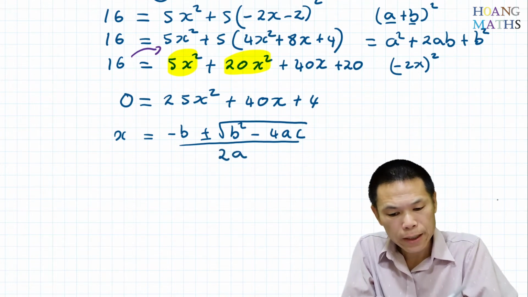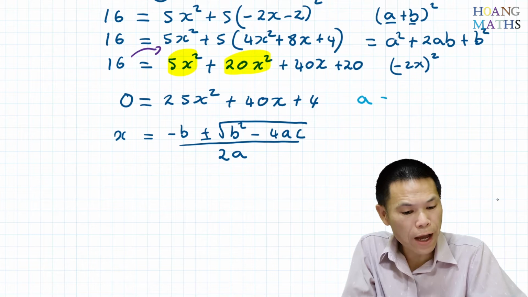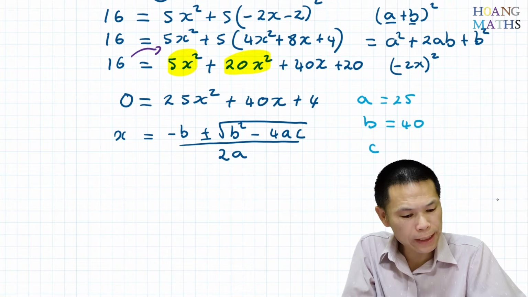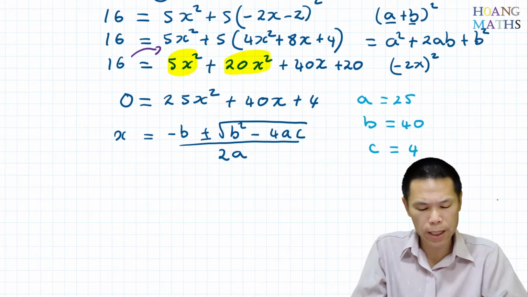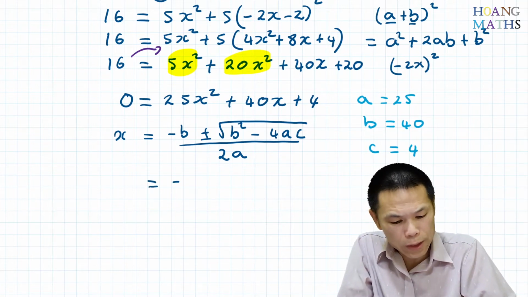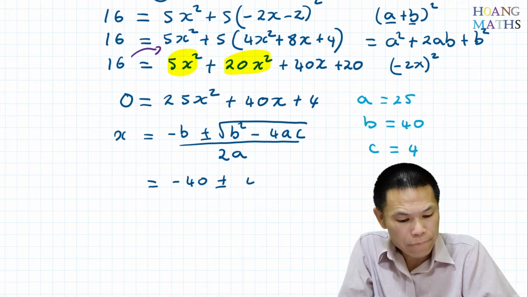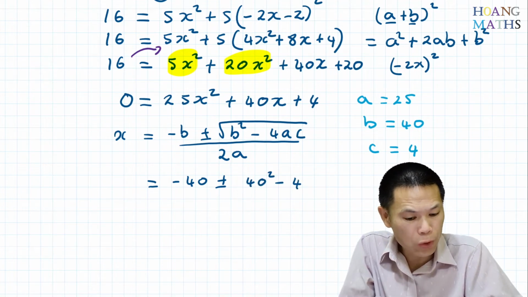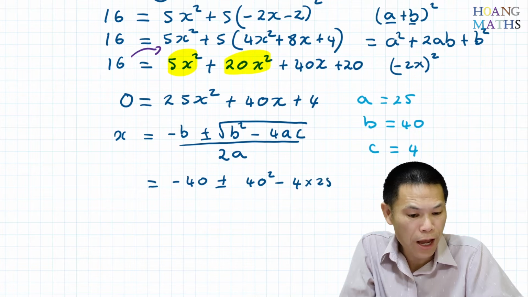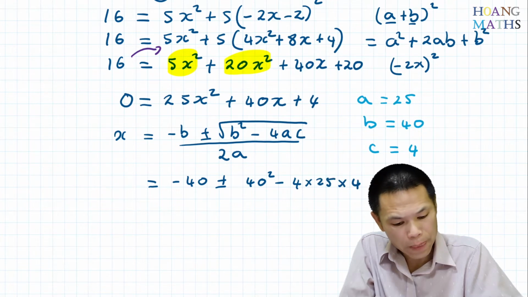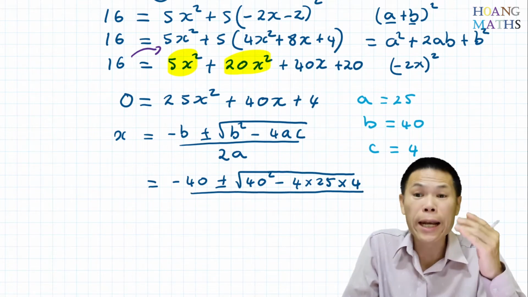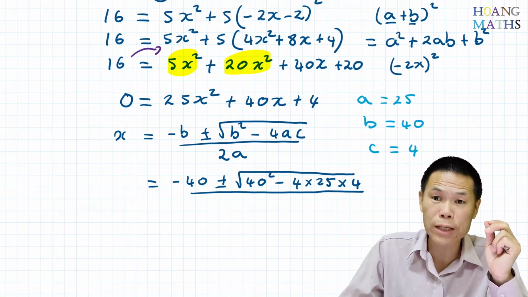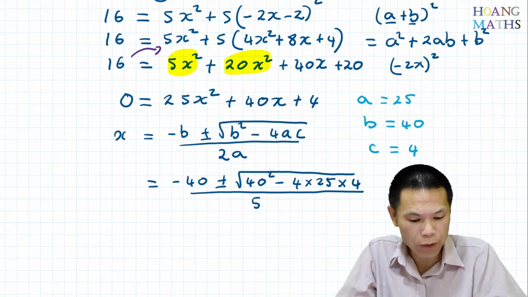And don't forget, a is 25, b is 40, and c is 4. Now I just substitute the values into the quadratic formula, okay? So that will give me negative 40 plus or minus the square root of 40 squared minus 4 times a, which is 25, and times c, which is 4, over 2 times a. And a is 25, don't forget, okay? So 2 times 25 is 50. So I just write 50.